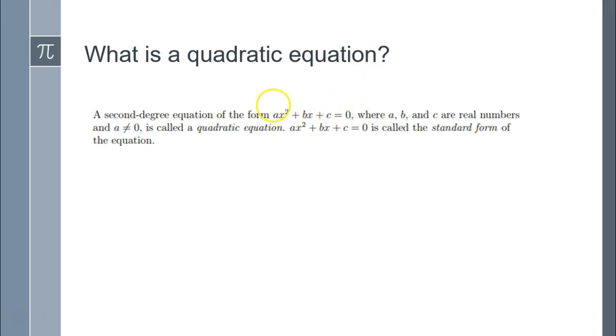B can be 0 and C can be 0 and you'd still have a quadratic equation, but A cannot be 0, because if A were 0 you wouldn't have this term at all, since 0 times anything is 0. But you would have bx plus c, which is not quadratic, it's linear, that's a line. So we are looking at quadratic equations here, and when you're in the form ax squared plus bx plus c equals 0, that's called the standard form of the quadratic equation, and that is the form that we will use to solve these equations.